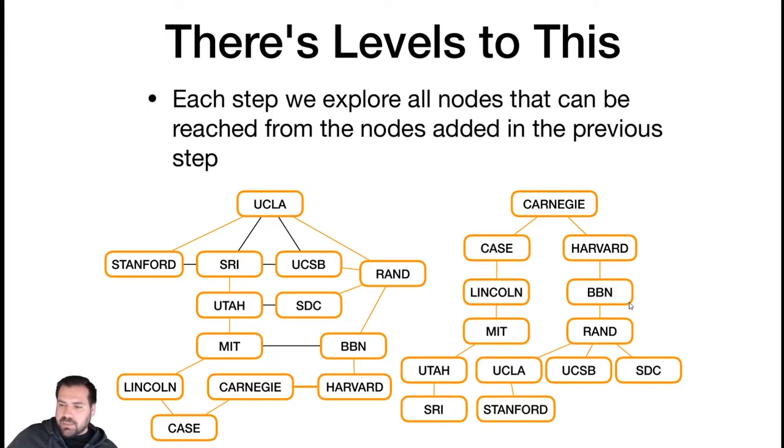If BBN explored MIT first, would Lincoln just stop searching? If BBN explored MIT first, Lincoln will still look up its adjacency list. So it'll see MIT, it'll see Case, but when it checks, it's going to notice that both of them are already explored. For this visual, they're both already highlighted in orange. So it's going to say, since they're both highlighted in orange, I have nothing to do, so I'm done.